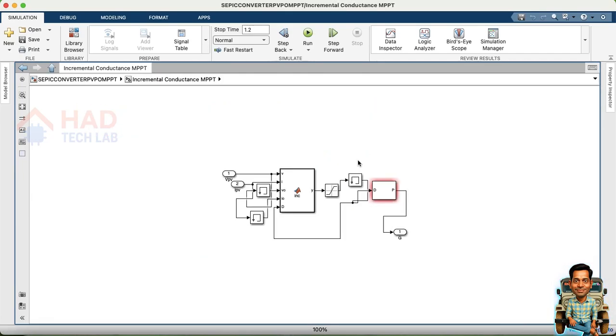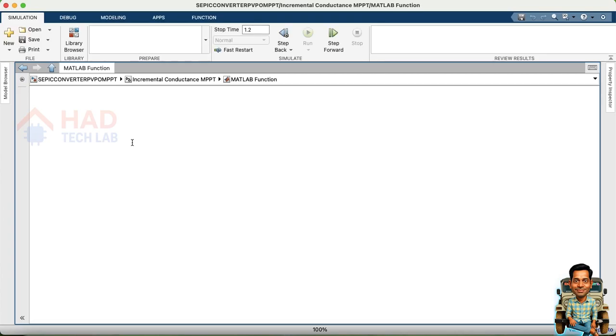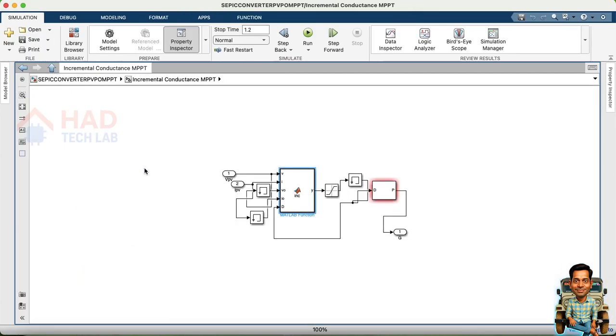After that, I already explained how INC MPPT works by comparing instantaneous conductance I by V and incremental conductance dI divided by dV. The key principle is that at the maximum power point, dI divided by dV is equal to minus I by V. Left of the MPP, dI divided by dV is greater than minus I by V, so it increases the duty cycle. Similarly, right of the MPP, dI divided by dV is less than minus I by V, so it reduces the duty cycle. Compared to P&O, INC gives better performance during sudden irradiance changes, making it ideal for PV and renewable applications.